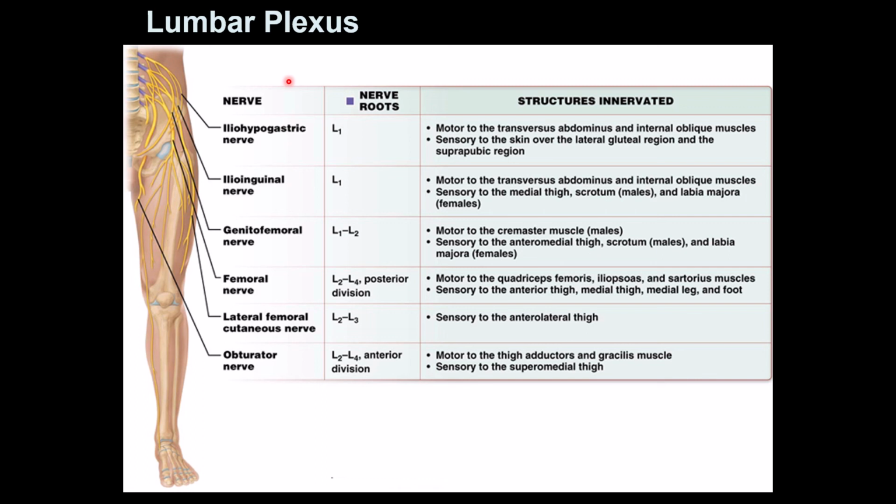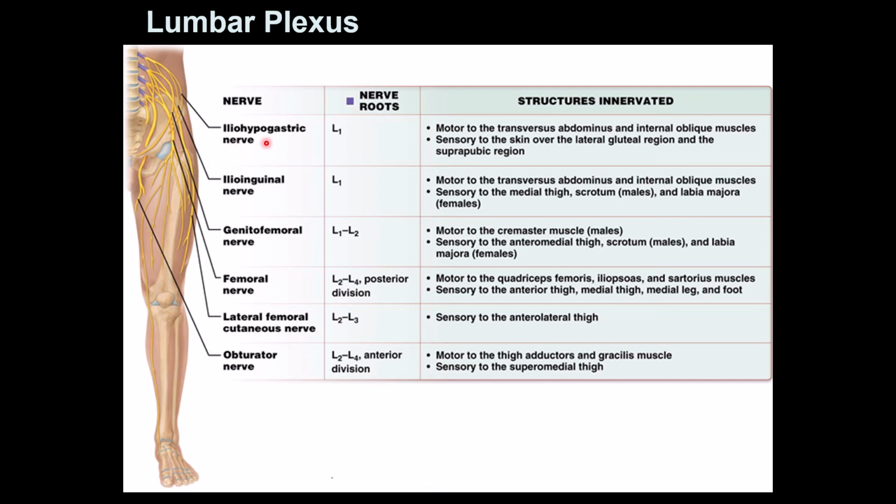This is the lumbar plexus, between L1 and L4. You have a few different nerves here. One is called the iliohypogastric, which has sensory and motor functions. The motor of this nerve is similar to the ilioinguinal, supplying the transversus abdominis and internal oblique muscles. So the motor function is the same between these two nerves.